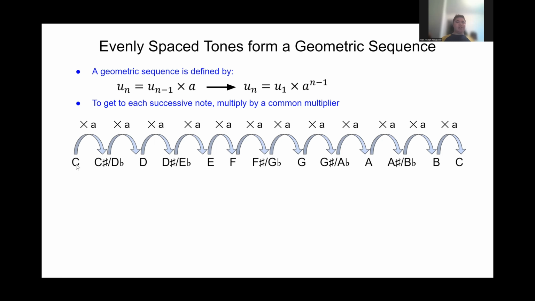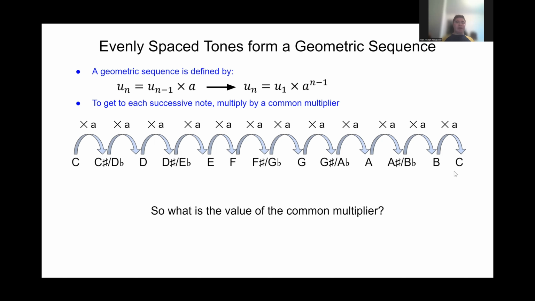Well, to get to each successive frequency, a half step over, we always have to multiply by a common value. Because if we're always going up by the same interval, we always need to be multiplying by a constant value. So we do this 12 times to get to the next C.